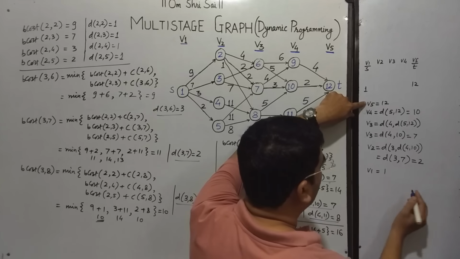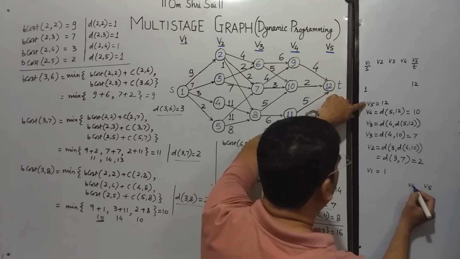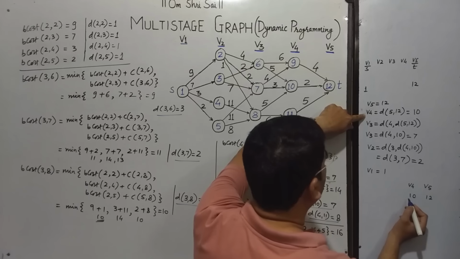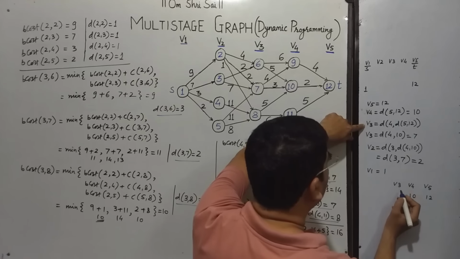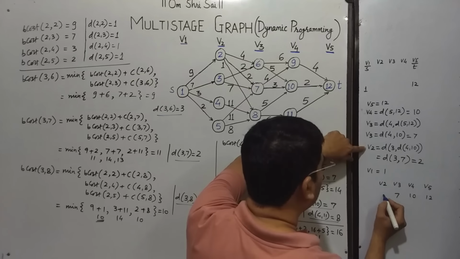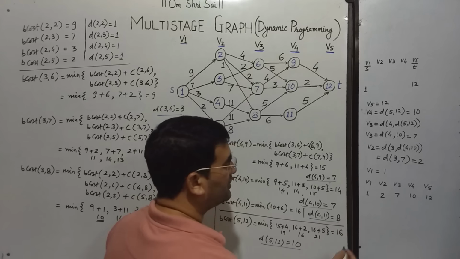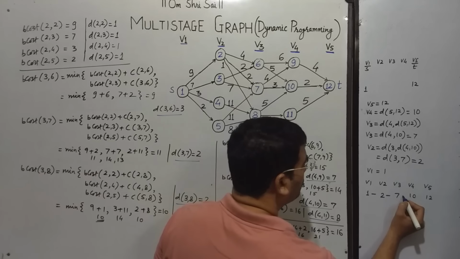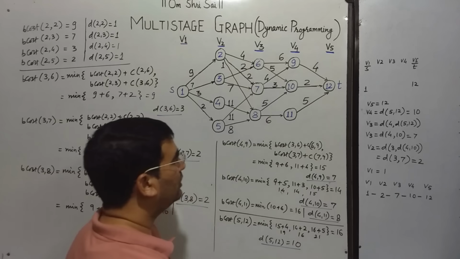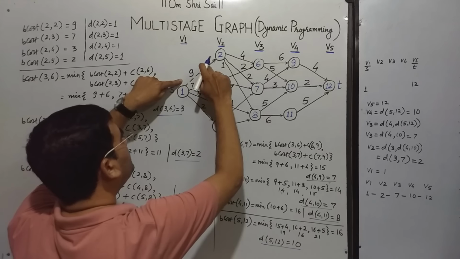I write it in reverse order. V5, that is 12. Then V4, we have to reach the 10th vertex. Then V3, we have to reach the 7th vertex. Then V2, we have to reach the 2nd vertex. And V1, that is the source vertex, that is 1. And this is the path. 1 to 2, 2 to 7, 7 to 10 and 10 to 12. That is 1 to 2, I'll mark it as dashed line.